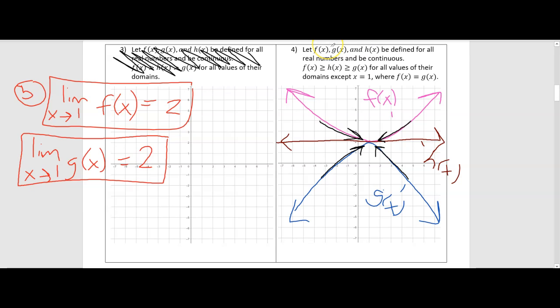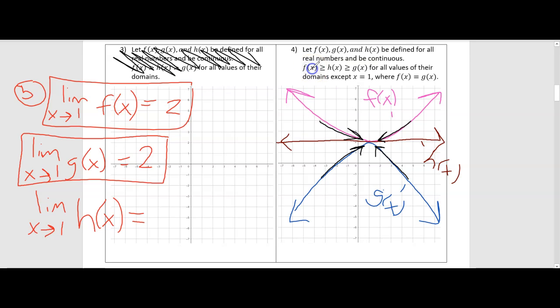Then the final part, they're asking us, how could we figure out the limit as x approaches 1 for h of x? And we could look at the graph, but do we have to look at the graph to know what this limit is? Or based on the conditions, could we figure it out? So again, and we'll talk a little bit more about this, this is leading us into the squeeze theorem.